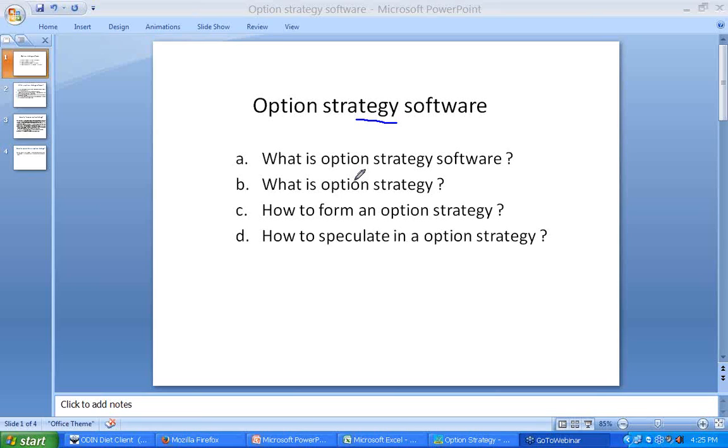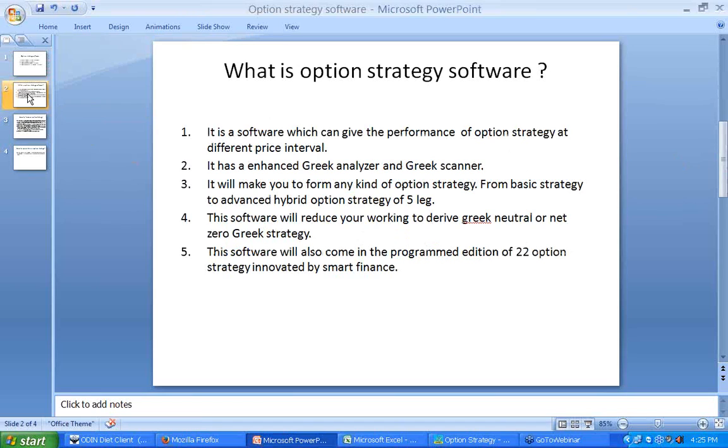During my presentation, I will be discussing what this option strategy software is, what an option strategy is, how to form an option strategy, and how to speculate with the option strategy. All this calculation will happen in a very mathematical, concrete way. So let me start my discussion with what this software is.